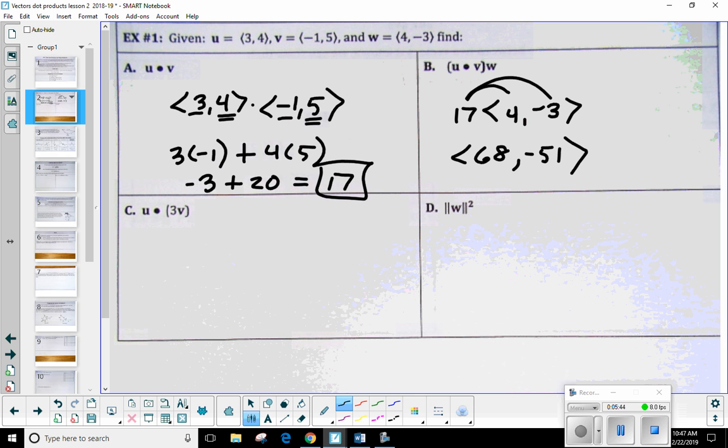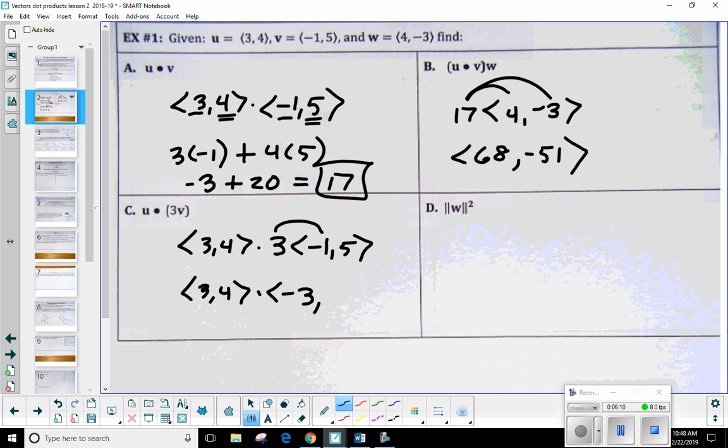The dot product of U and 3V. So U, component form of 3, 4, times 3V. So 3 times negative 1, 5. Okay. So what would you actually want me to do first? Yeah, I'd probably go ahead and take care of the 3, distribute it. So the 3, 4, dot, let's see, that would be negative 3 and 15.